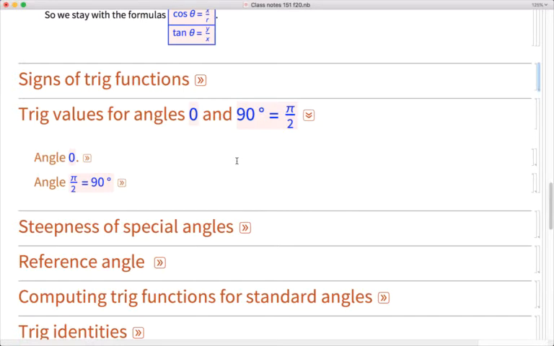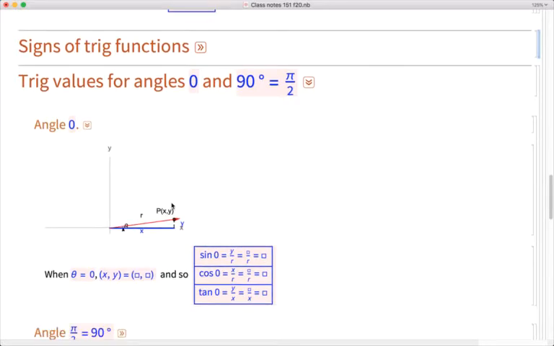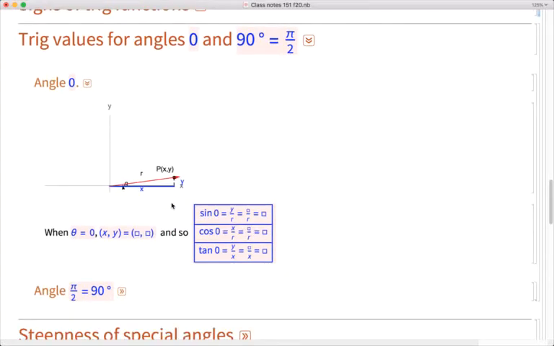Here are the first 2 new values that we're going to compute the trig functions for. Angle 0 and angle 90, or pi over 2. These are not acute angles, and so the trig ratios really didn't work for the right triangle trig ratios. Okay, so I'm trying to show a picture here where the theta is almost down to 0. We can barely see the letter theta anymore.